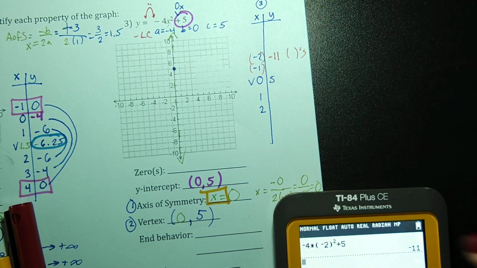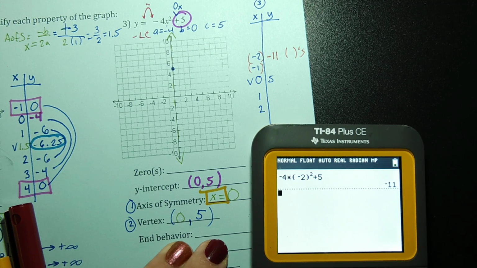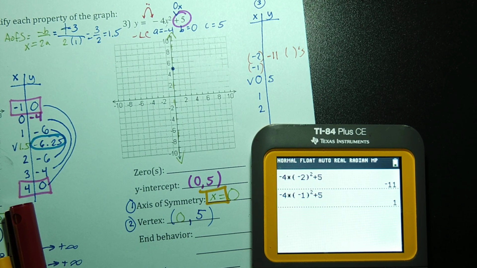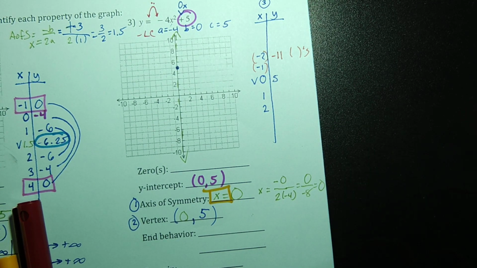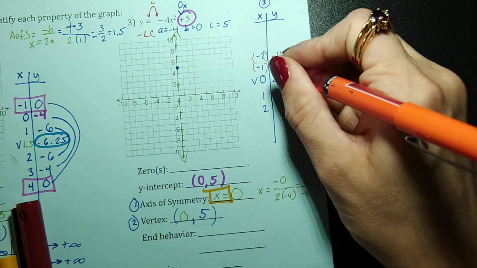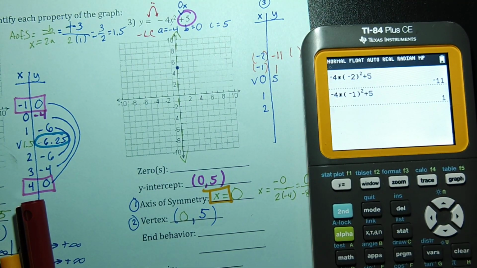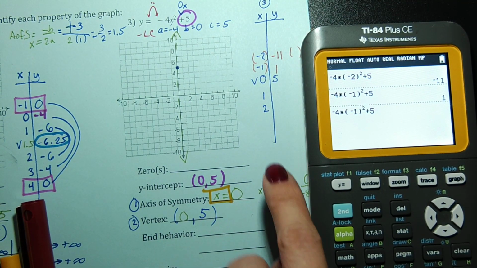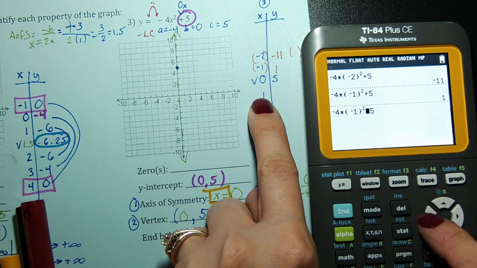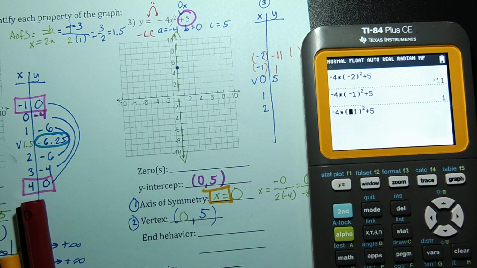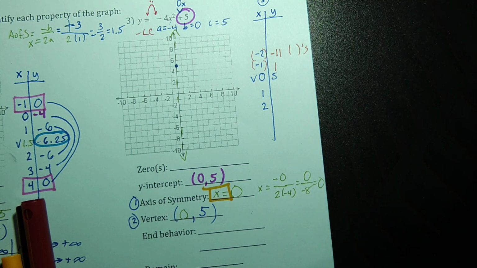So negative 1. Now that I already have those parentheses in there, we can do second enter to copy paste. Override that negative 2 with a negative 1, and we get 1. Now, to plug in 1, I'm going to hit second enter. And if you hover over the negative and use your delete key, that will eliminate the negative sign. And we see that we get 1.